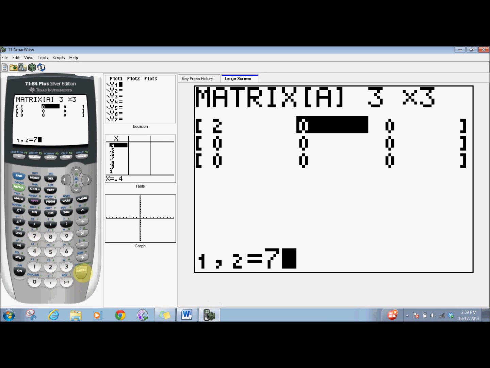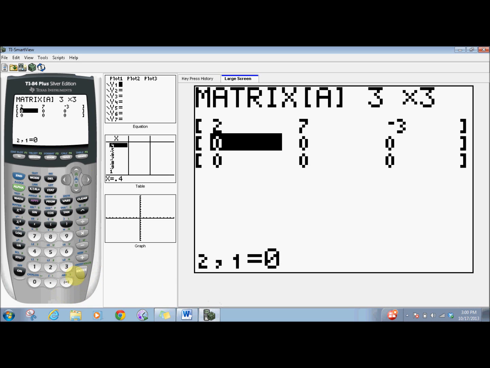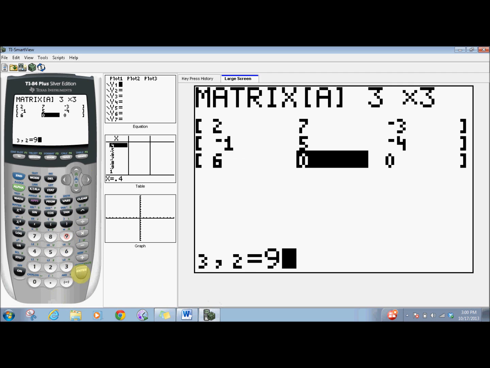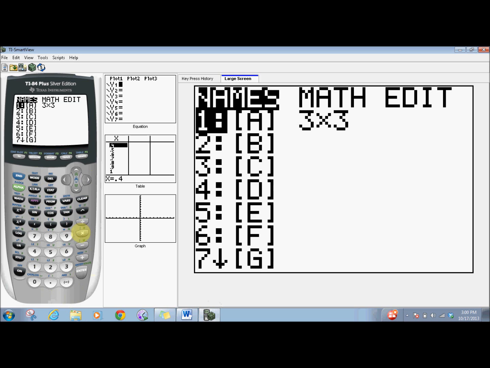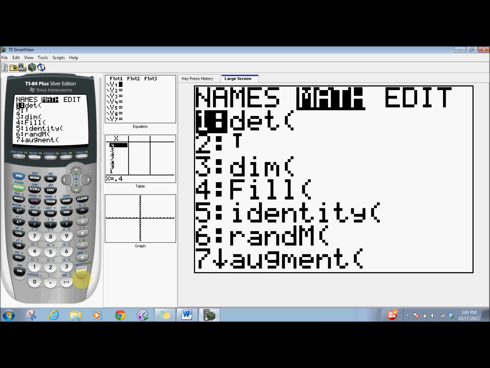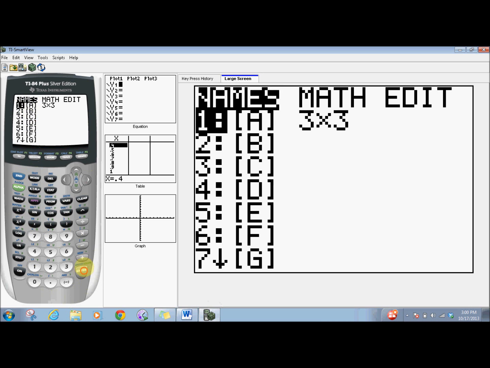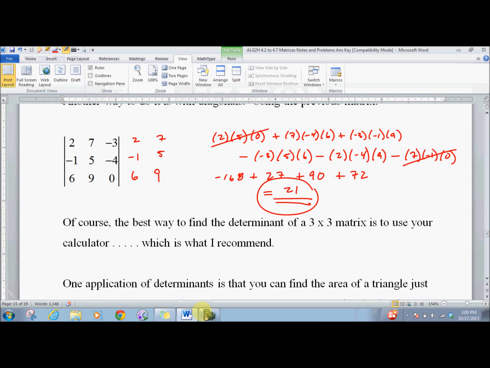2, 7, negative 3, negative 1, 5, negative 4, 6, 9, 0. Make sure we hit enter, and it did enter. Quit out of there, or actually just go back to matrix. And now we want to do some math. I want the determinant. But of what? Well, I want matrix A, so this is how I name it. Just hit enter. It says the determinant of matrix A is, whew, thank the Lord, 21. The best way to do it, no question about it.